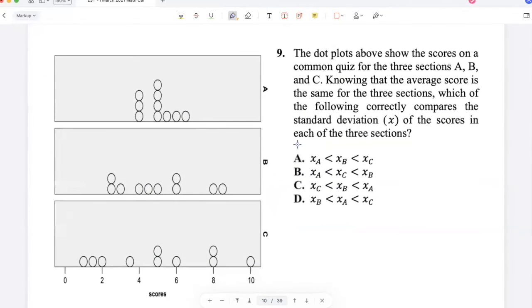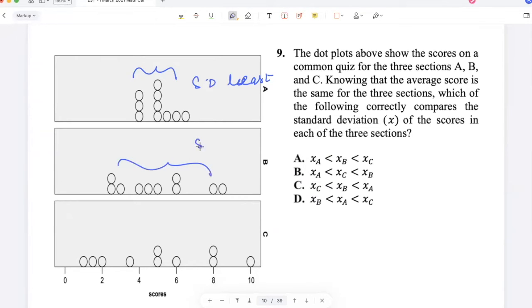The dot plots above show the scores on a common quiz for the three sections A, B, and C. Knowing that the average score is the same for all three sections, which of the following correctly compares the standard deviation of the scores in each of the three sections? Okay, so here you can see that all the scores are bunched around the mean. So here the standard deviation would be the least, right? Because deviation from the mean. So here everything is close to the mean. So standard deviation is least.